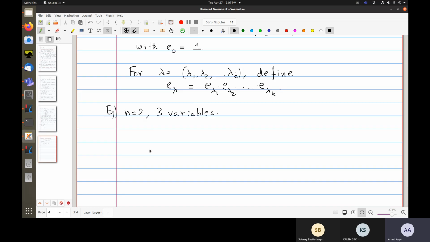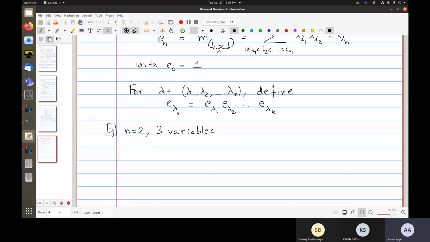So I'm just doing this so that it's convenient. E of the partition 2 is just E2, and this is x1 x2 plus x1 x3 plus x2 x3. And E of the partition 1,1 is just E of 1 squared, because this is E1 times E1. So that is x1 plus x2 plus x3 whole squared.